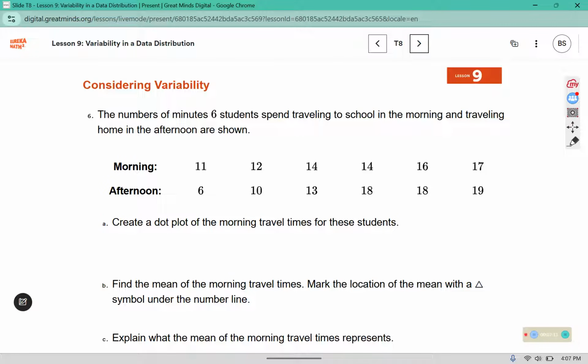Six. The numbers of minutes 6 students spend traveling to school in the morning and traveling home in the afternoon are shown. Create a dot plot of the morning travel times for these students. So for the morning, our lowest value is 11 and our highest is 17.